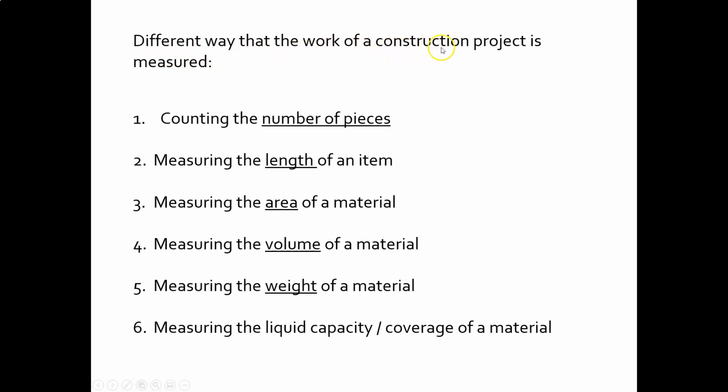Okay, there are different ways that the work on a construction project is measured, the work being the components or the tasks at hand. So different things we could do to count the sticks and the bricks. We could count the numbered pieces. We measure the length of an item. We measure the area of material, the volume of a material, as well as the weight of a material, and liquid capacities. All right, so these are all the different ways that we look at the components in a building to input them into our quantity takeoff, okay?